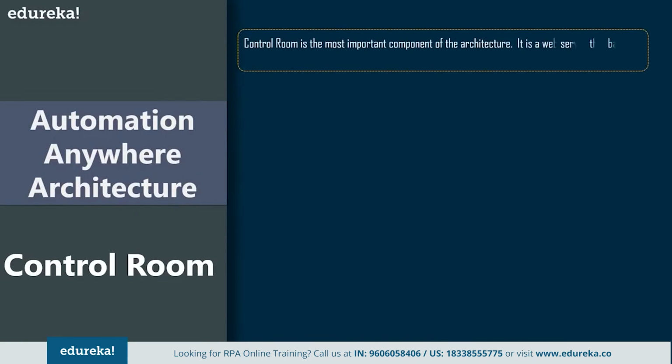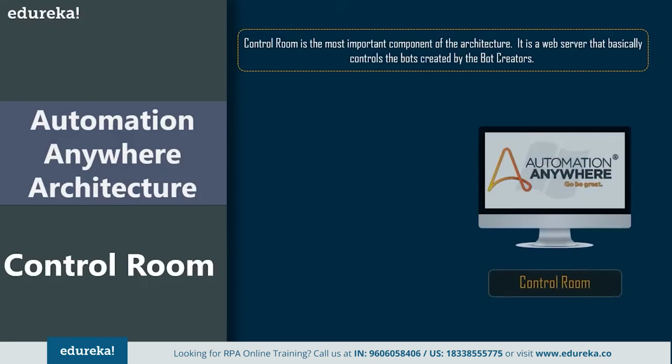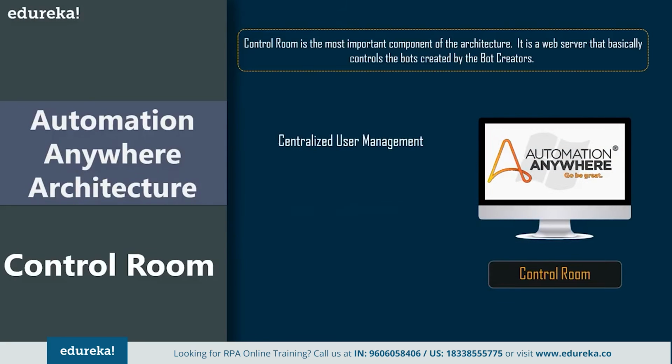The control room is, as I said, the most important component of the architecture. It's a web server that basically provides the bots created by the bot creators. Now, as Automation Anywhere focuses on centralized management, the control room offers features such as centralized user management, automation deployment, source control, and also provides a dashboard. Don't worry, I'll show you what I'm talking about. We're going to install Automation Anywhere and then start working on it. I'll show you how that works.